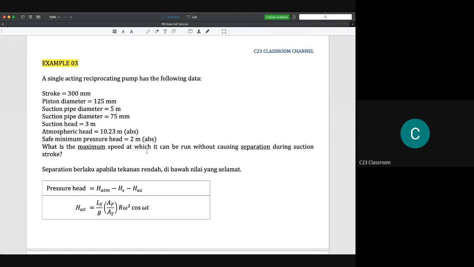So today we continue our discussion on our piston pump tutorial. So we go for example number 3 here. A single acting reciprocating pump has the following data.